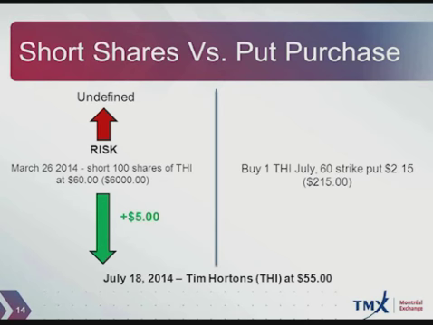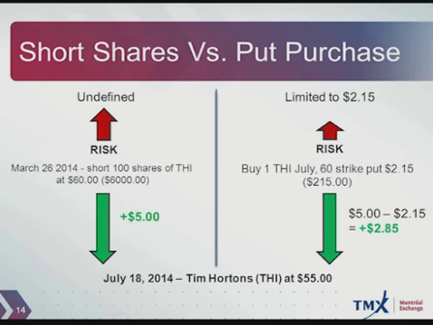Now, the alternative is we would buy one Tim Hortons July 60 strike put, and in that case, it was listed for $2.15. Now, that would cost us, once again, we multiply by 100, so that would cost us $215. Our risk is limited to $2.15 per share, but our profit potential is unlimited.